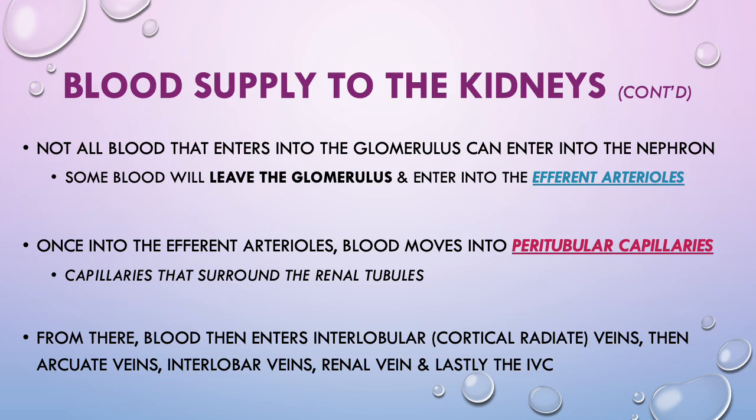Okay, so here's when things start to be a little bit more complicated, okay? So not all the blood that goes into the afferent arterioles is going to get into the glomerulus, okay? So some of that blood is just going to continue and go to other capillaries, and we're going to talk more about them, okay? So the vessels that got into the glomerulus have to come out, and they go out through the efferent arterioles, okay? So once it's into the efferent arterioles, blood is going to move into the peritubular capillaries.